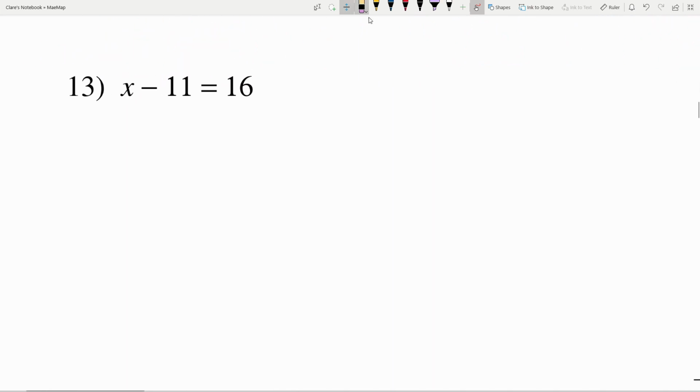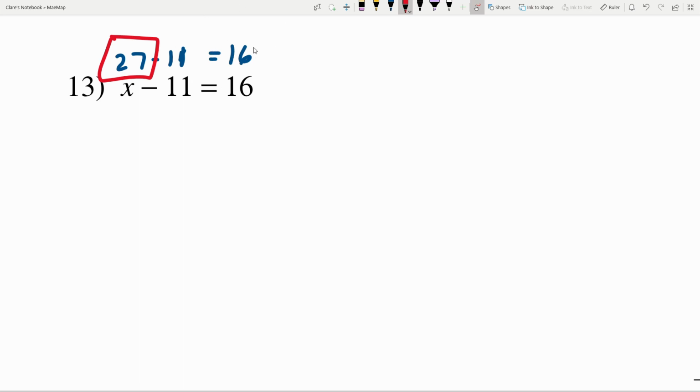Now for number 13, what minus 11 equals 16? That's going to be 27. I can do that one in my head. 27 minus 11 equals 16. So our solution is 27.